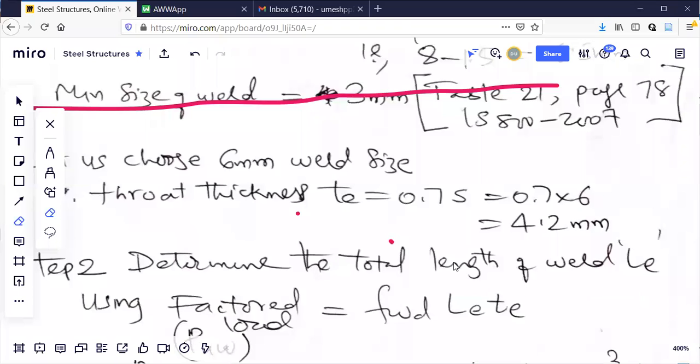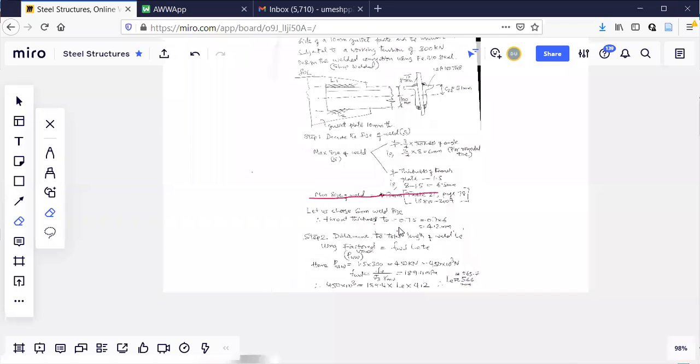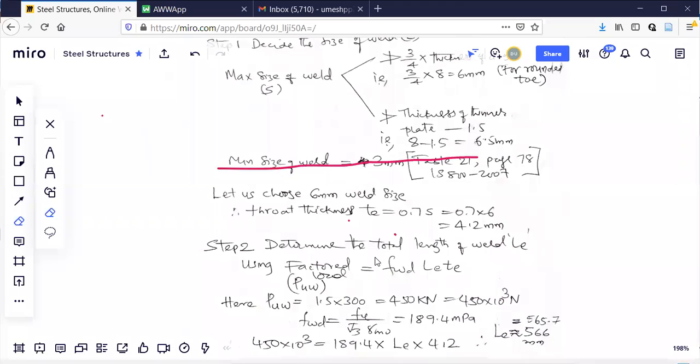So the first step is done, the size is finalized. 6 mm is the size, and 4.2 is the throat thickness. I think step 1 is quite simple. We have just got the size of the weld and the throat thickness. So let us go to the second step.